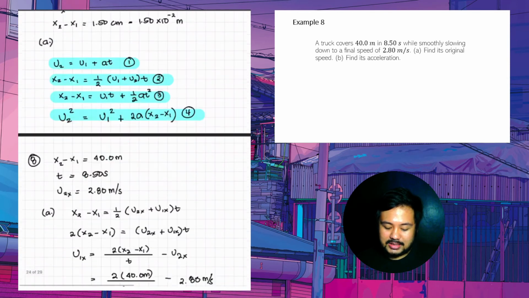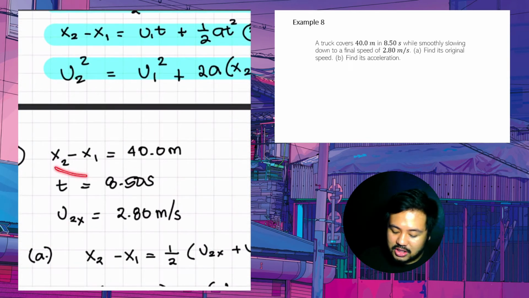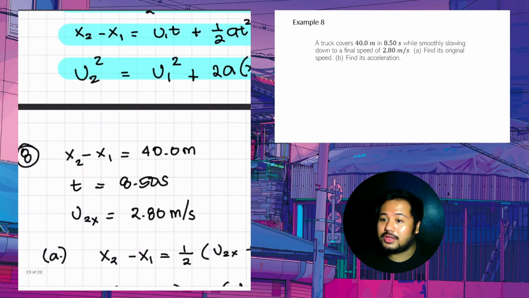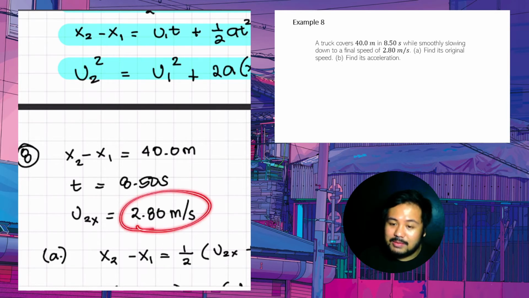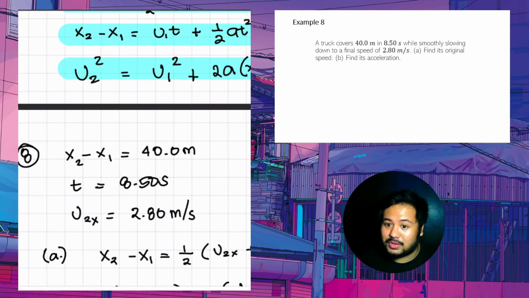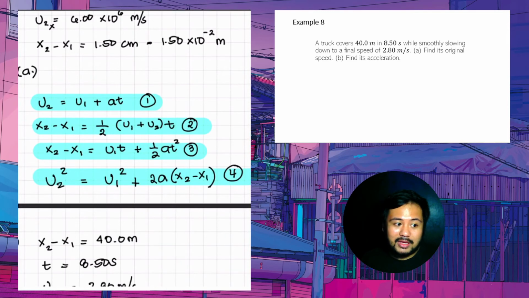Okay, so let's have number 8. We have the change in position that is just equal to 40 meters, and it took t equal to 8.50 seconds, with its speed reaching 2.80 meters per second. Let's assume that it is moving in a positive x direction, so that I will have the velocity positive 2.80, and the change in position is just positive 40 meters. So any of the 4 UAM formulas, we can make use of that one.